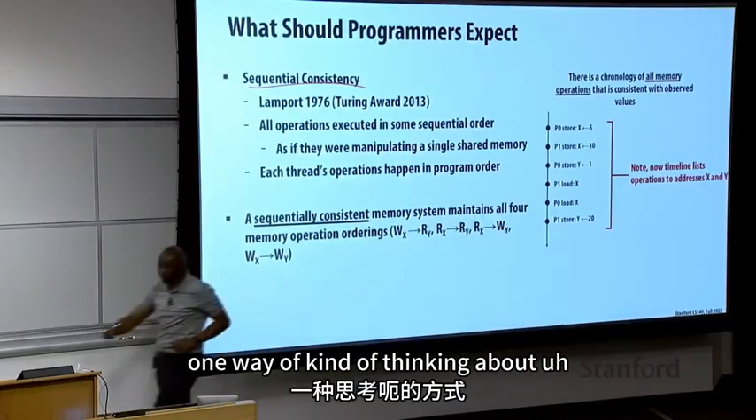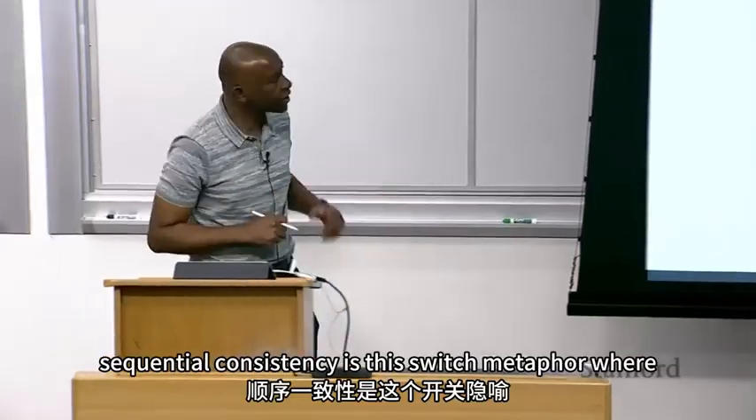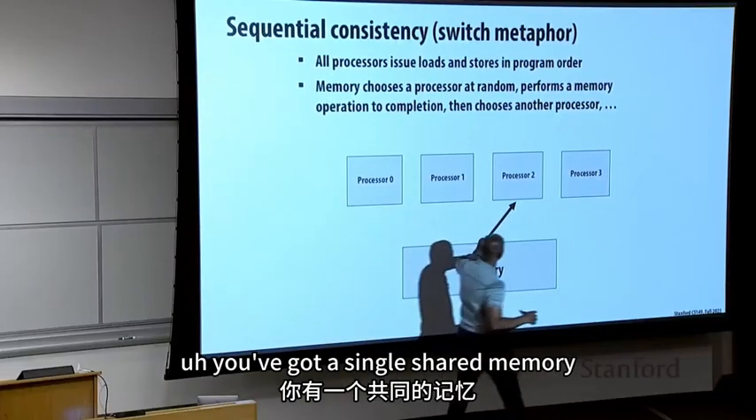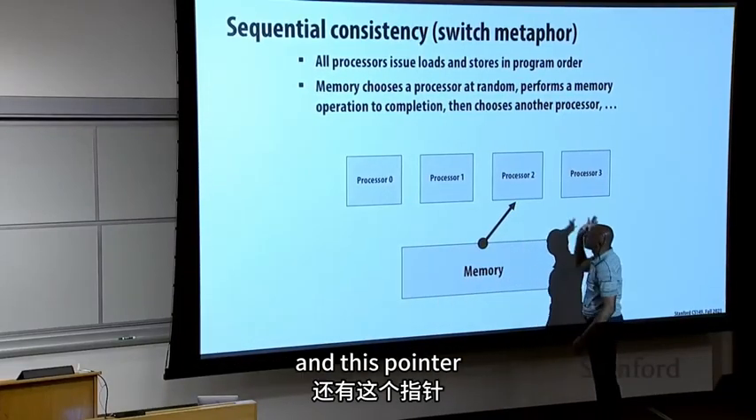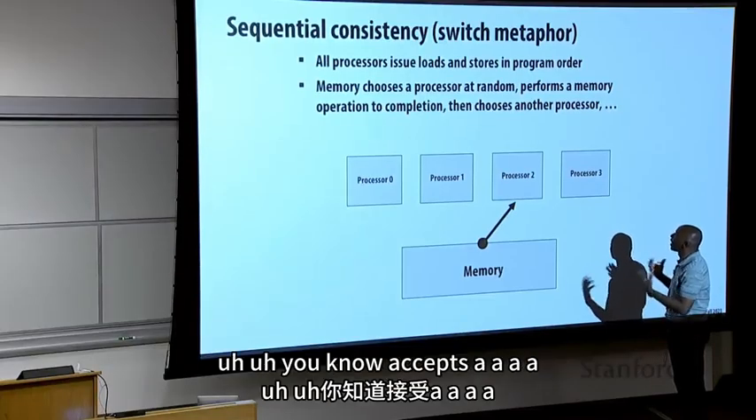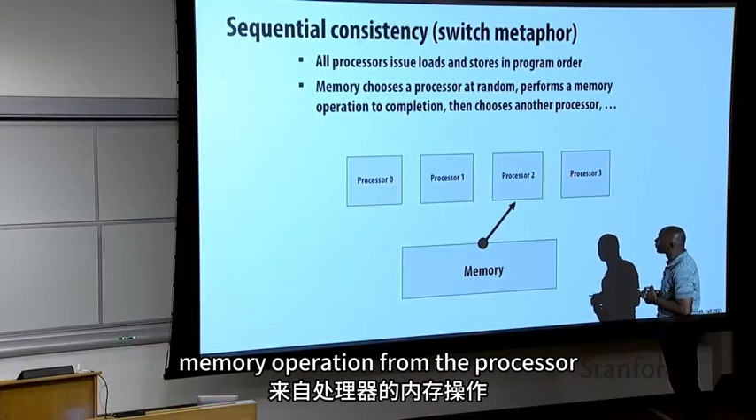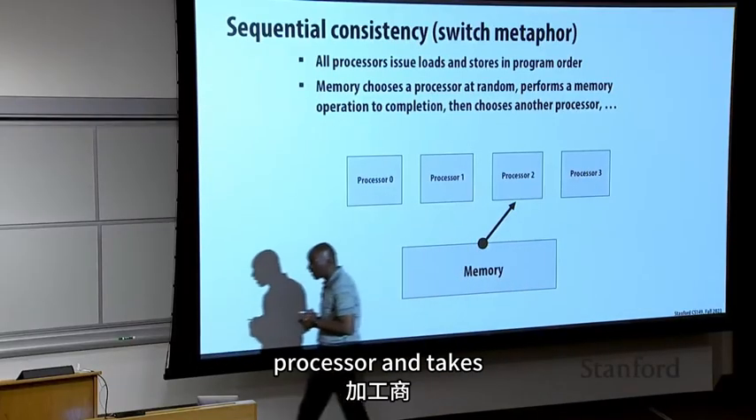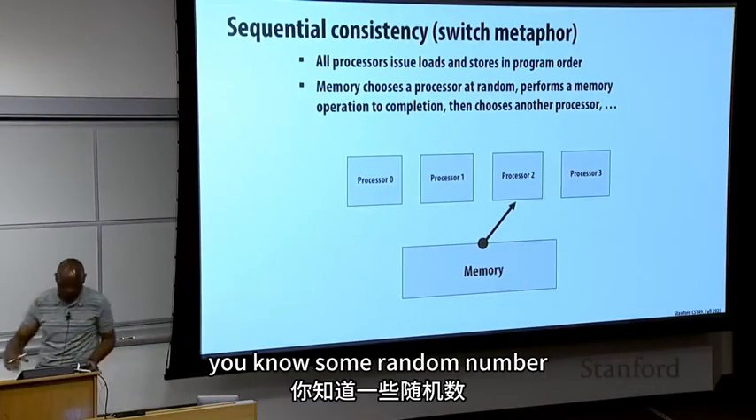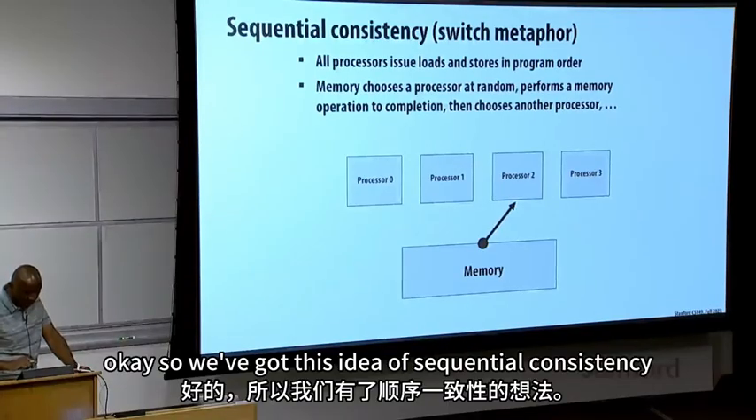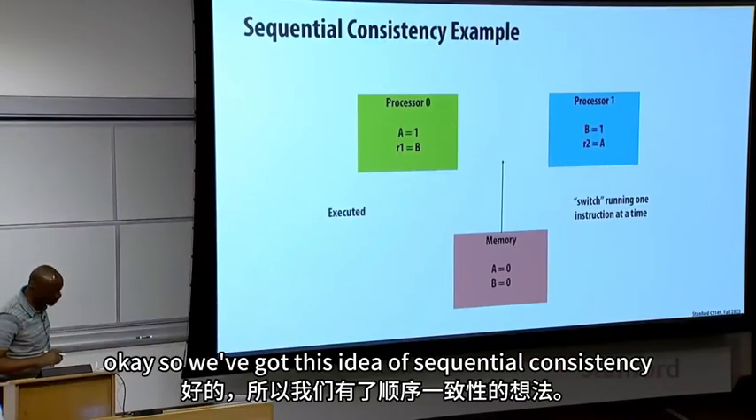One way of thinking about sequential consistency is this switch metaphor, where you've got a single shared memory, and a pointer that randomly points to any of the processors, accepts a memory operation from the processor, and then flips to another processor and takes some random number of accesses from that processor. Okay, so we've got this idea of sequential consistency.